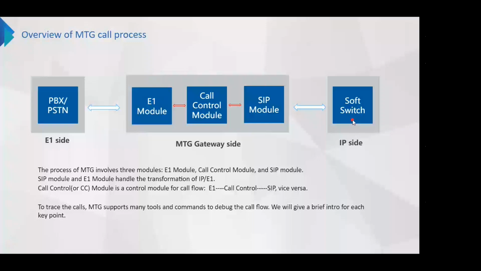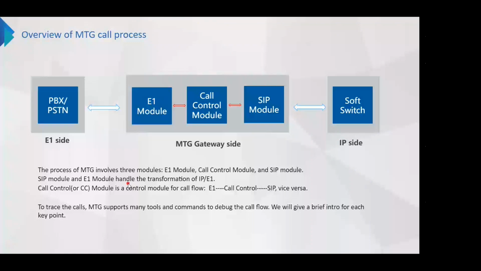And on the other side, the E1 module has to connect to PSTN or an E1 or T1 connection. Here is a physical connection: we connect an E1 or T1 cable. So if you have a traditional PBX with an E1 port, you can always connect it to our MTG. In the core, the CC module is the control module for the core block. It only handles the core control, and the SIP module and E1 module just handle the transformation of IP to E1 or T1.